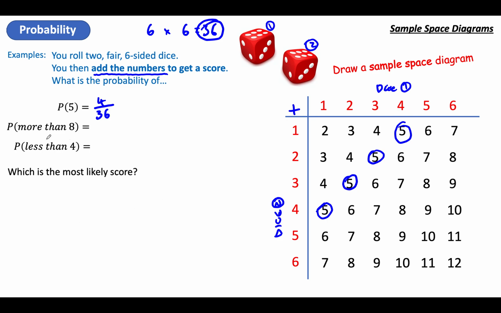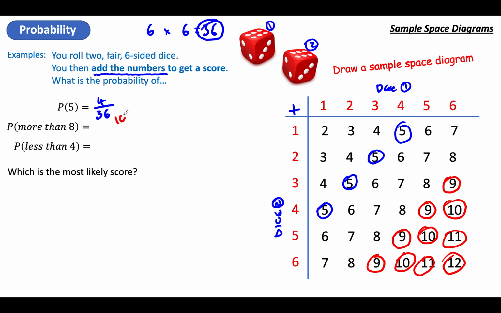Let's go for red. What about more than an 8? How many of these are more than 8? Now, I can't include 8, because 8 is not more than 8. It is 8. Right, so 9 would be the first ones I could get. There are 4 of those. And then 3 10s. 11s, all of these results are more than 8. And there are 4, 5, 6, 7, 8, 9, 10. So my second question would be 10 ways of winning out of 36 different possible outcomes.